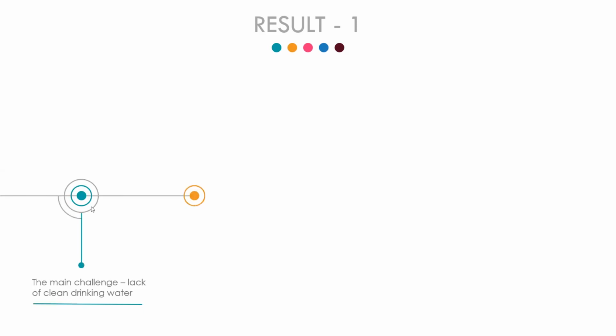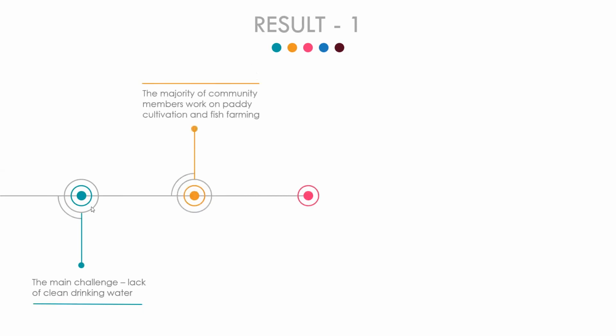So the result 1, from the HCD and the PRA concepts used, the researchers were able to comprehend and analyze the challenges faced by the community, apart from understanding the economical, behavioral, social, and cultural practices of the villagers, and from the various methodologies, we identified the main challenge affecting the community residing in Krishnarampur is the lack of pure drinking water. And the majority of the community members work on paddy cultivation and fish farming for their livelihoods.